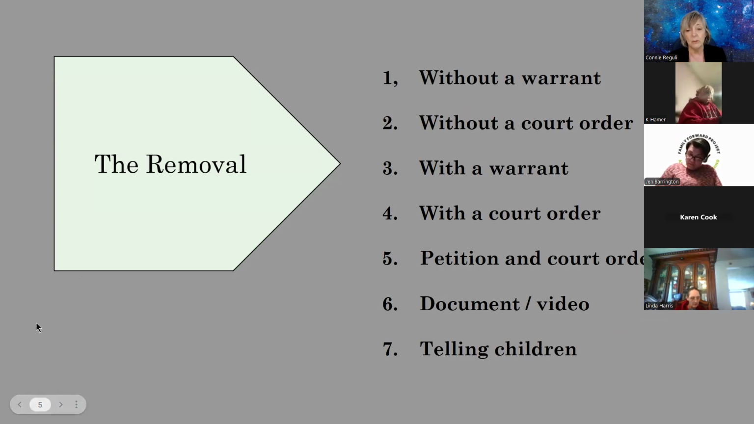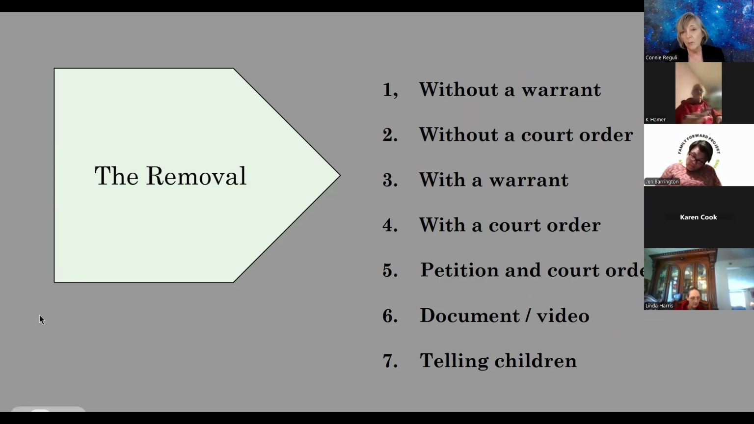Second is the removal. Again, this is a very, very hard thing to do. So there's a removal without a warrant, without a court order. There's a removal with a warrant, with a court order. There's a removal with a petition and a court order. Always, again, document in video. And then what do you tell the child? So let's look at the first 2, without a warrant or without a court order.